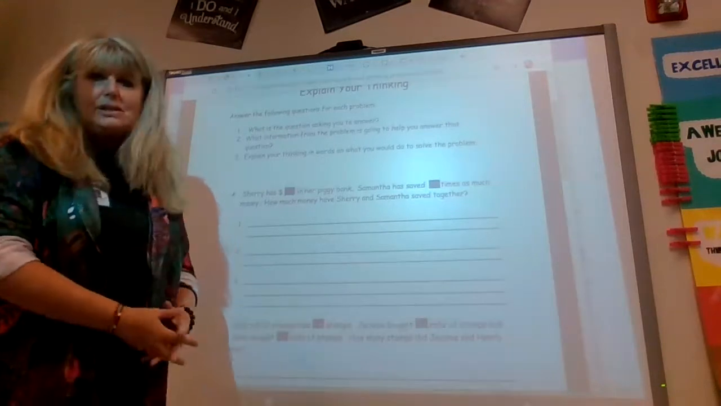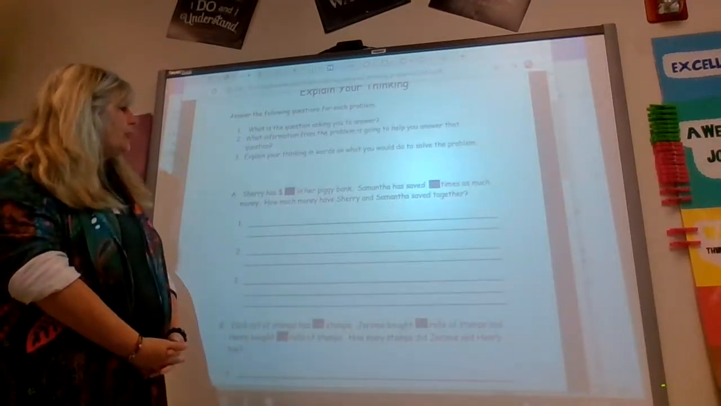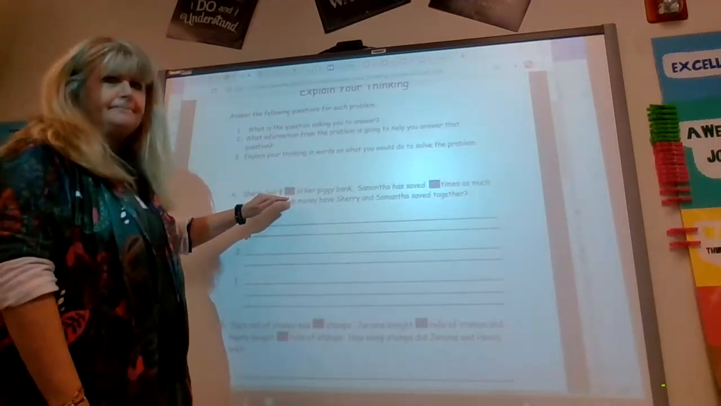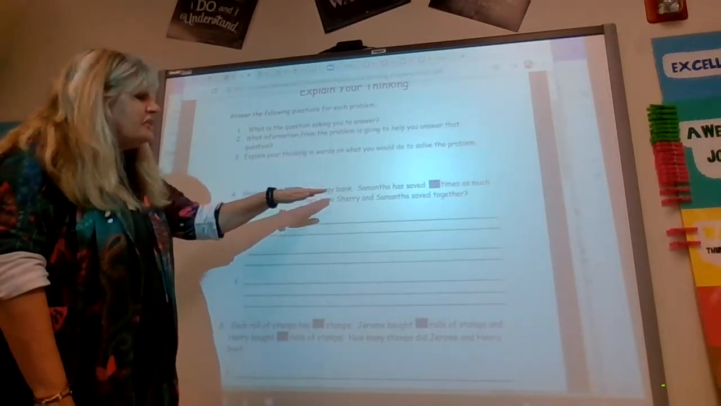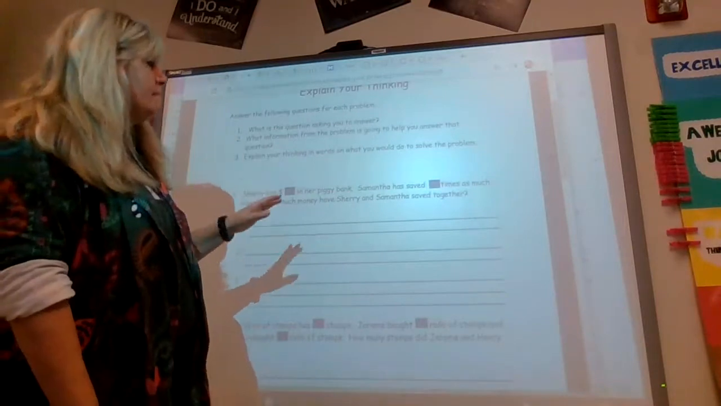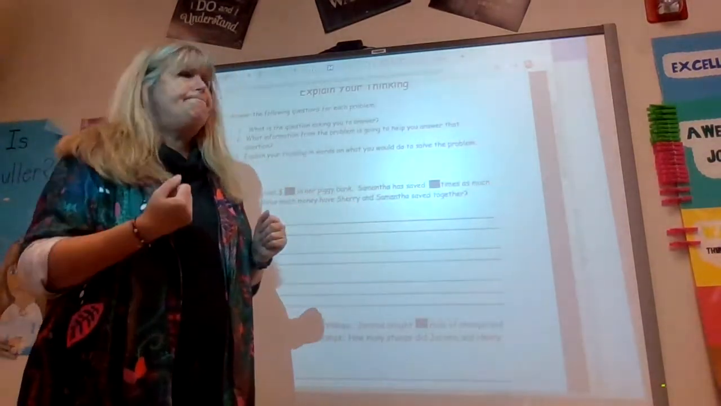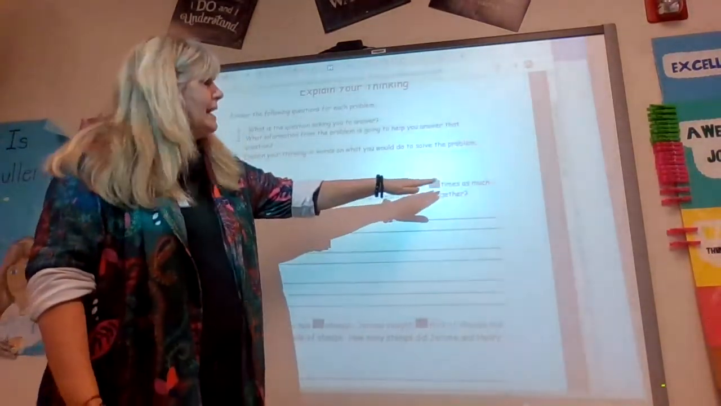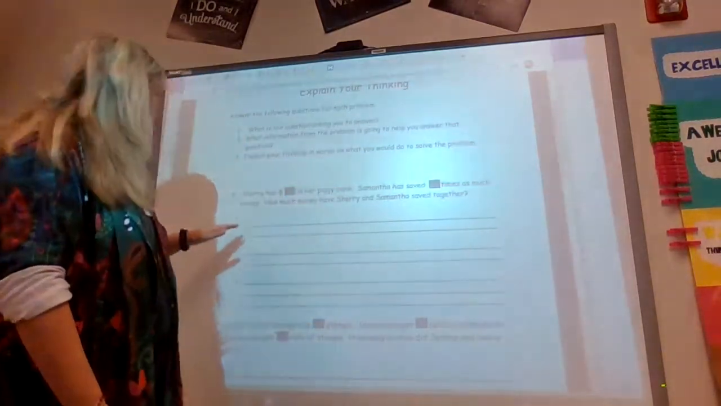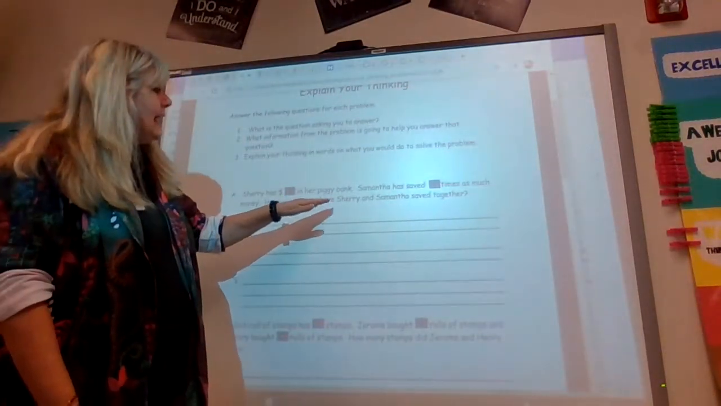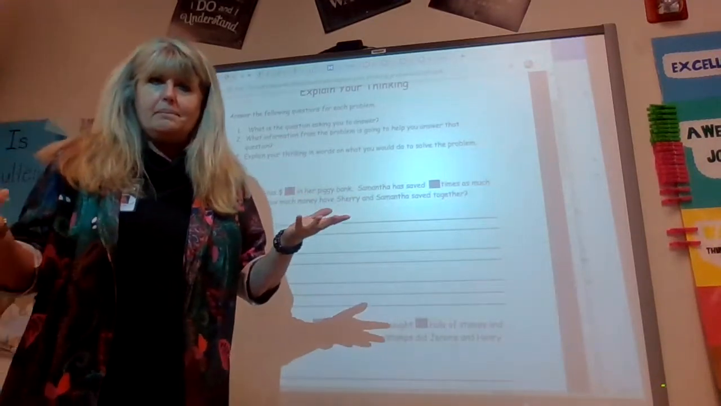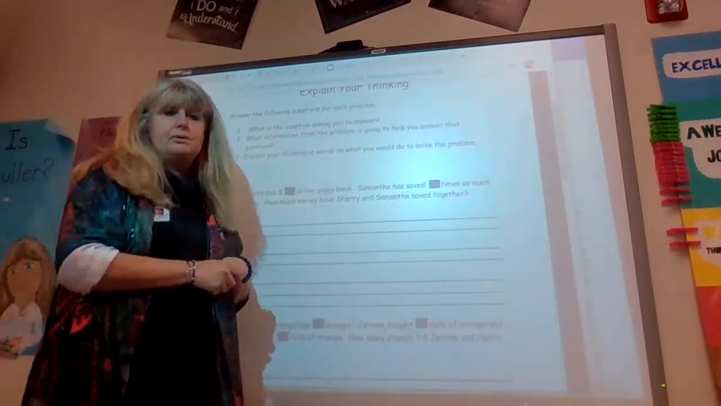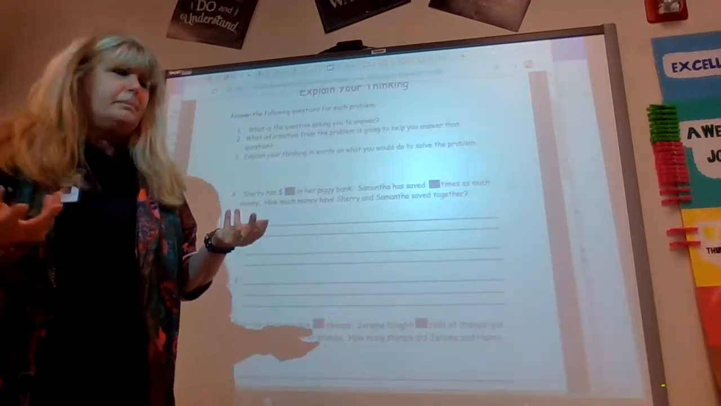So let's look at these story problems. Number 1 says, Sherry has, there's no money amount there, blank money in her piggy bank. Samantha has saved, again, there's no numbers there, X times as much money. How much money have Sherry and Samantha saved together? Well, wait a minute. There's no numbers there. How am I going to solve this problem?